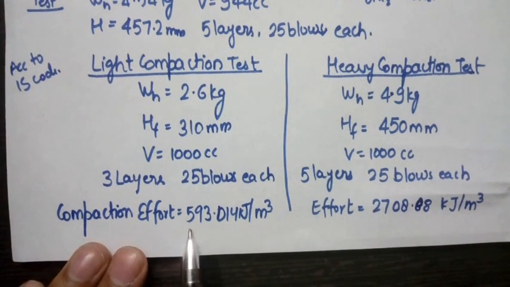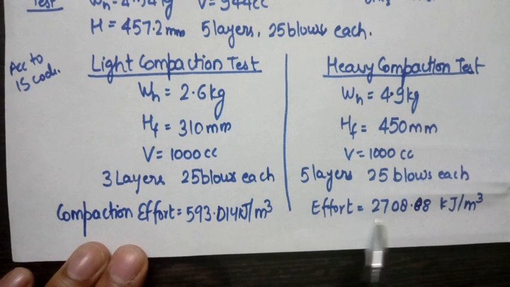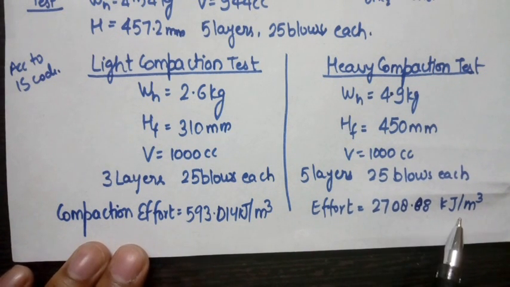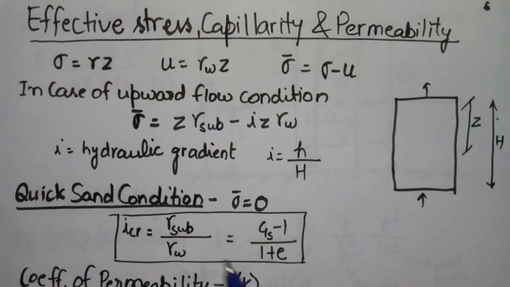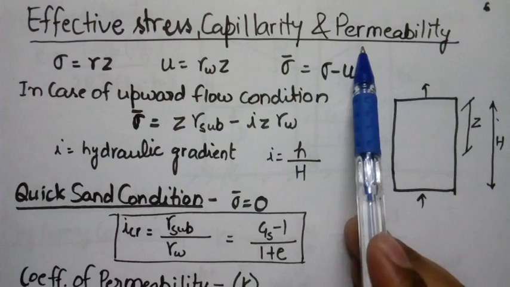Compactive effort, that is 593.01 kilojoule per m3, and in the heavy compaction test we have an effort of 2708.88 kilojoule per m3. Next topic is effective stress, capillarity and permeability.